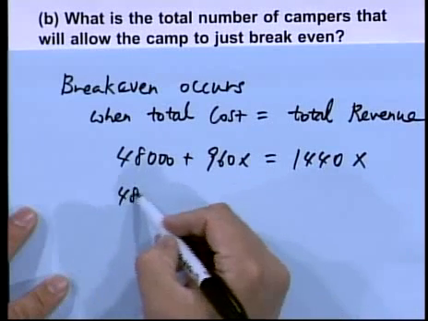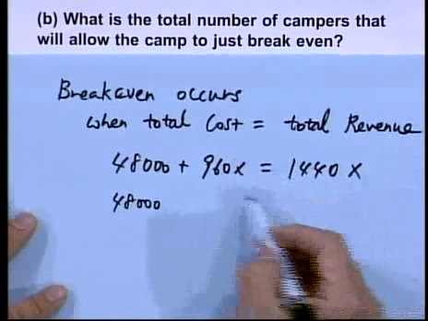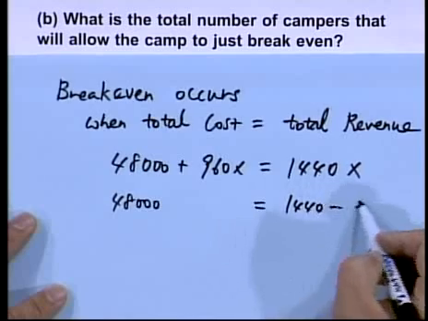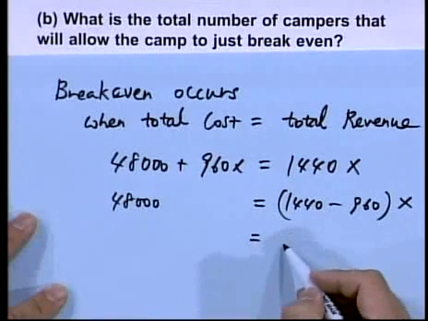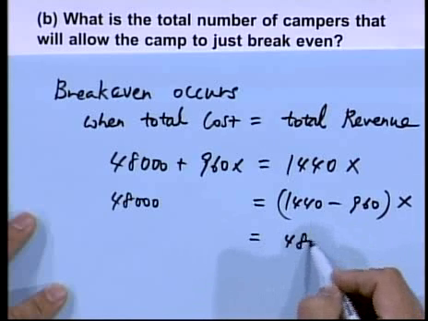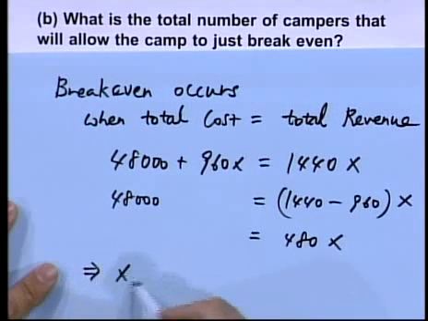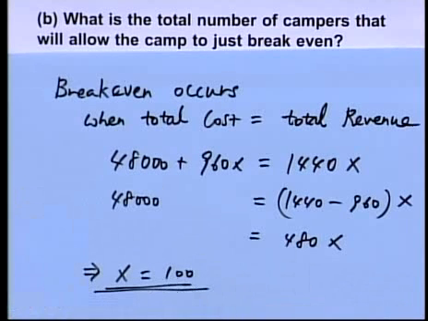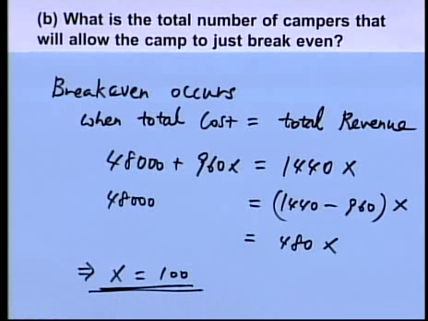So 48,000 equals 1,440 minus 960 times x. This is 480 times x. So what is the value of x? X is 100, right? So 100 campers to break even, okay?